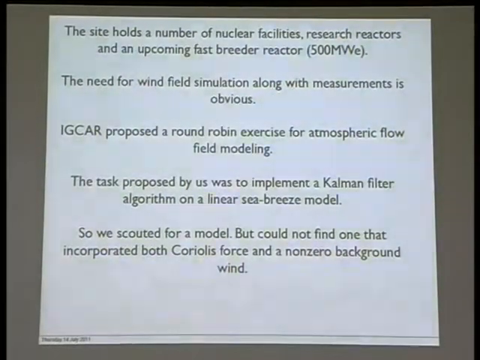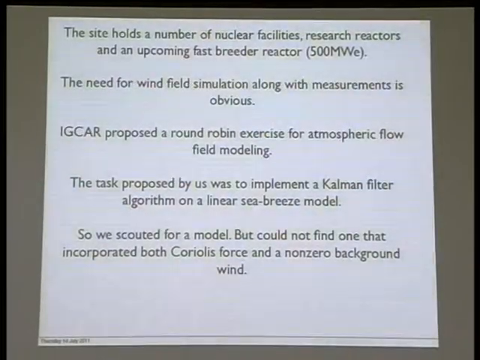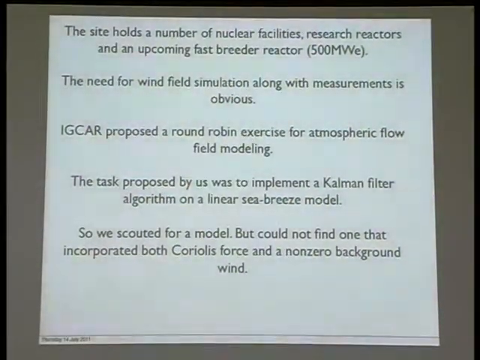The choice was left to us, but given their choice, they would ideally like a WRF with a Kalman filter. But we have no plans of running a WRF. So we decided that we'll take a Kalman filter and then look for a linear model, because as we know, the Kalman filter is a linear filter. We scouted for a model but could not find one that incorporated both Coriolis as well as a non-zero background. That is, when you linearize around a particular velocity profile, that is called the background wind. So it's the linearization.